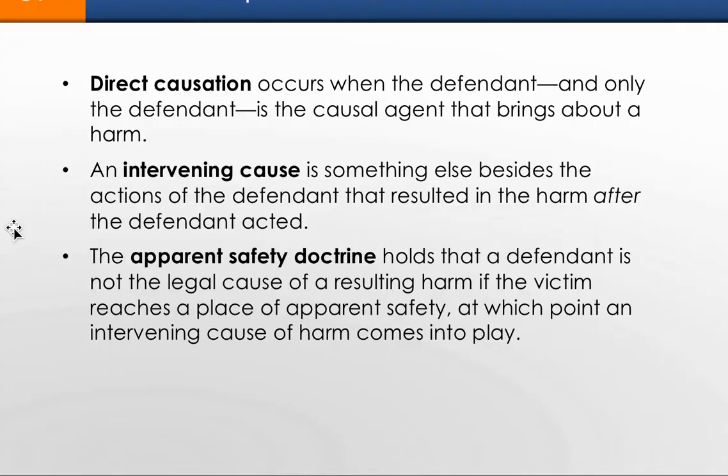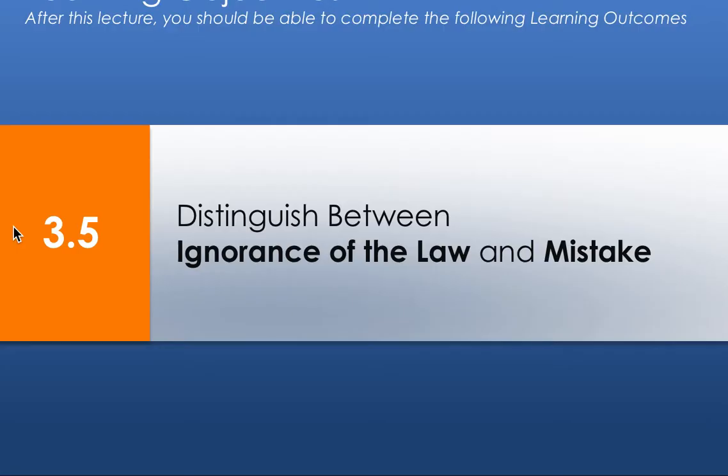So again, direct causation, intervening causation, the whole idea of apparent safety comes in with that. Holding the defendant is not legal if the resulting harm, if the victim reaches a place of apparent safety, at which point an intervening cause of harm comes into play, right? So what do we have left? We're still talking about harm, causation, mind, and act all together concurring.